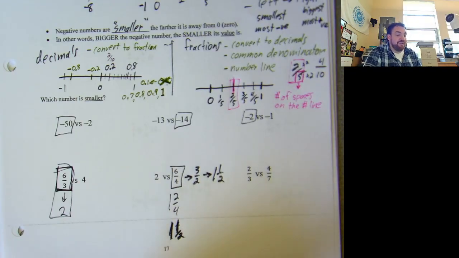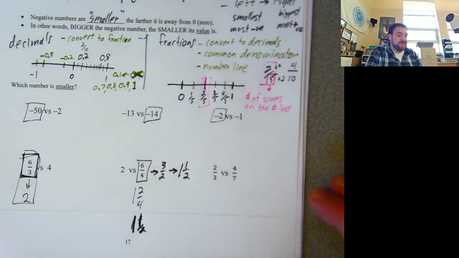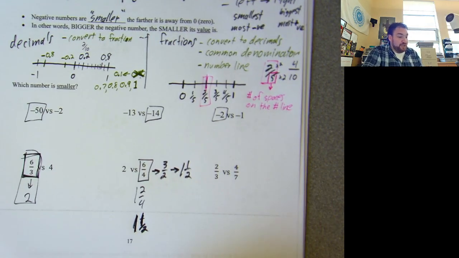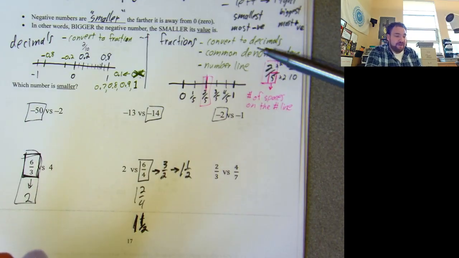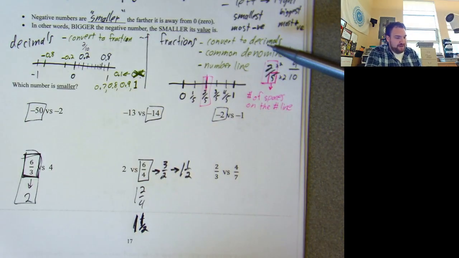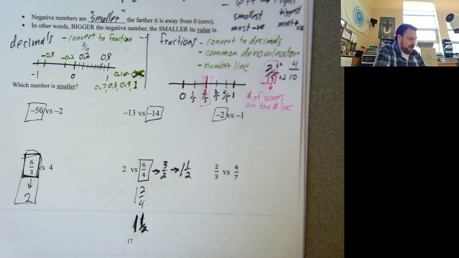Last one, I got 2/3 and 4/7. I'm going to do this one two different ways. Because you gave me 3 ways to do it: convert to a decimal, which we're going to do on the next page, common denominator, and a number line. Which one do you want me to demonstrate first? Dea wants the common denominator, so let's do the common denominator.